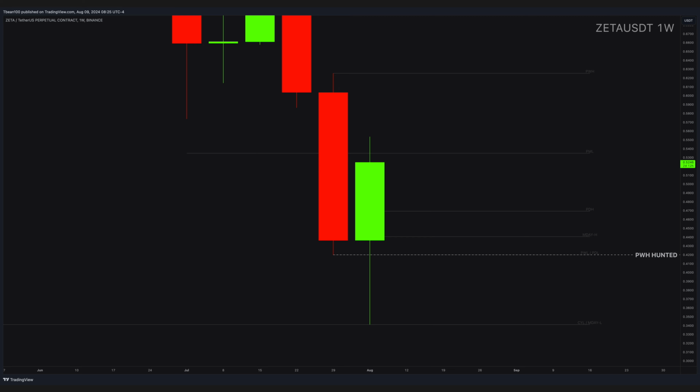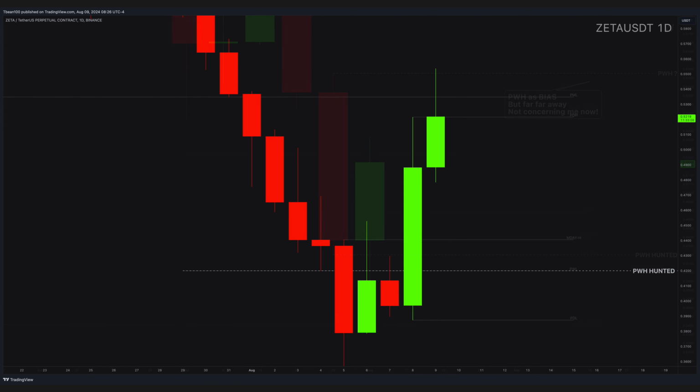Weekly chart is not giving me big bias ideas about the price action. Price obviously hunted this previous week low and is trying to make a reversal after a big drop. Now you may ask, is this coin going for the previous week high? For me, it is a far away target. If you remember the masterclass, I already mentioned that I'm mostly interested in close by concerning targets, not far away targets.